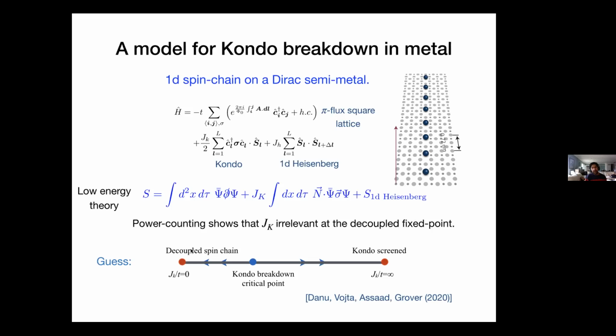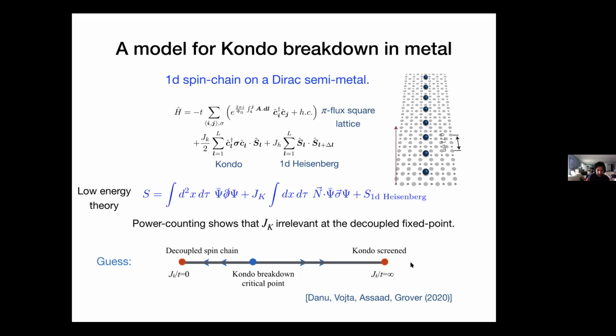And then you find that the Kondo coupling is actually irrelevant at the decoupled fixed point. That leads to a stable fractionalized Fermi liquid, which maybe is a word not often used for this kind of system, but it is fractionalized in the sense that it has local moments, with spinons decoupled from conduction electrons. So this is the stable phase. And then there's a Kondo breakdown critical point separating it from a Kondo screened phase.